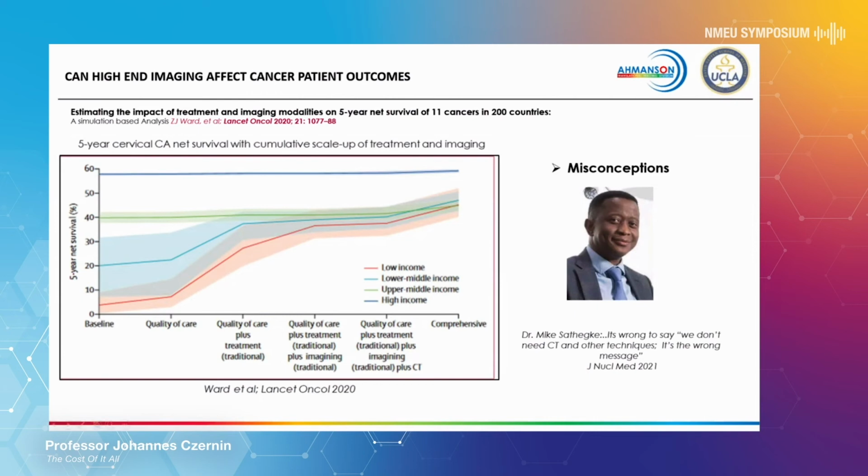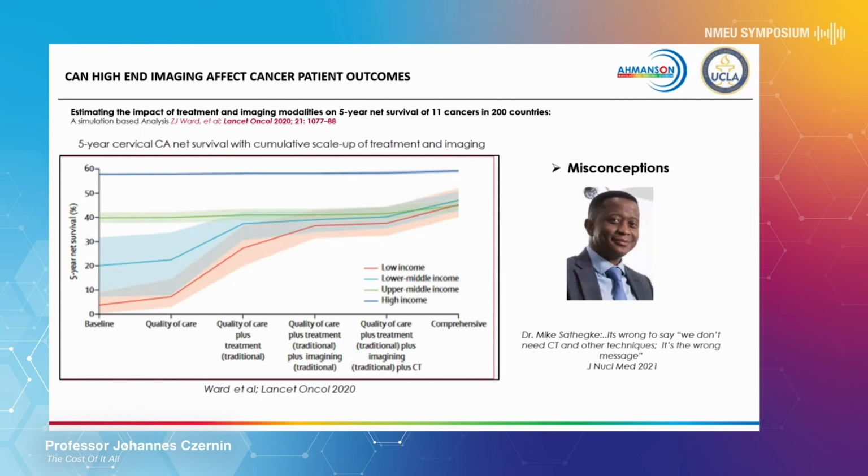Shown here is the example of 5-year survival of cervical cancers with cumulative scale-up of treatment and imaging. The 4 lines represent the countries with different income levels. Improving the quality of care and introducing therapy options has the greatest impact on survival. However, imaging, including ultrasound, X-ray, CT, MRI, PET, and SPECT, also had a significant impact on 5-year survival from low to upper middle income countries.